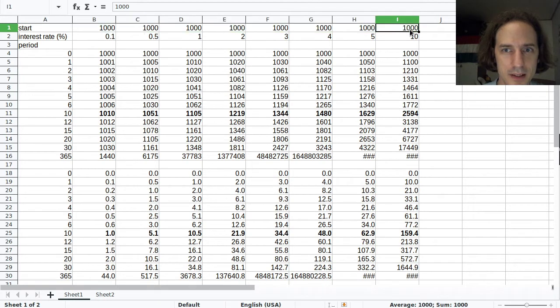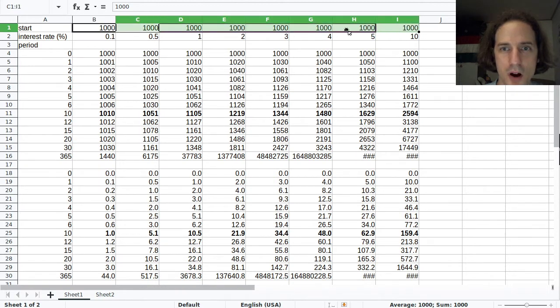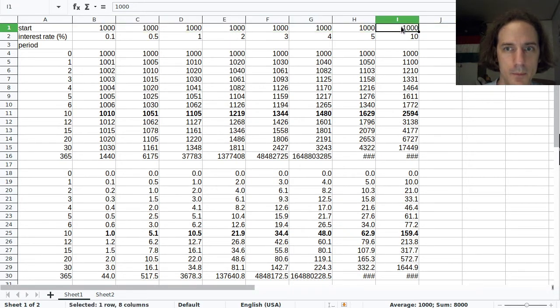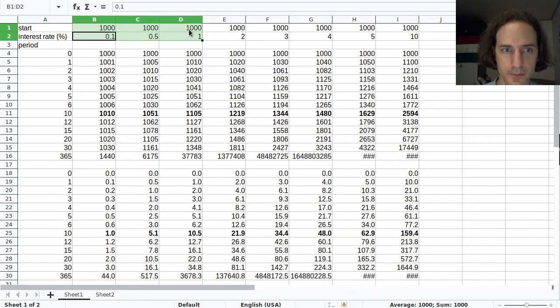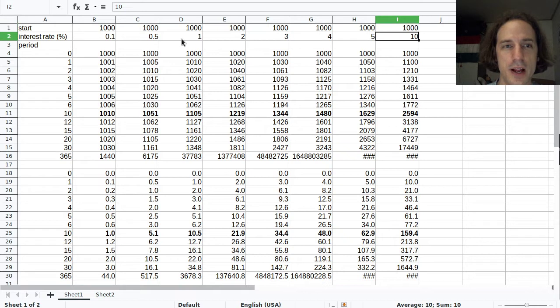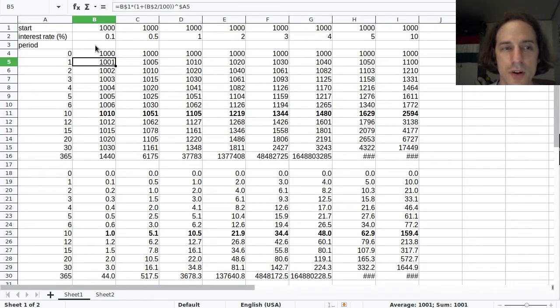So in all of these cases we have the same 1000 units of currency. That is our starting capital that we want to invest. And this is the interest rate, so this is how much percentage return you get after one period. Like after 0 periods, of course, you only get your starting amount, but after one period you get your returns, and then the returns compound.